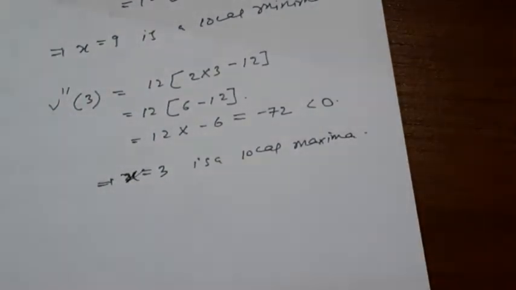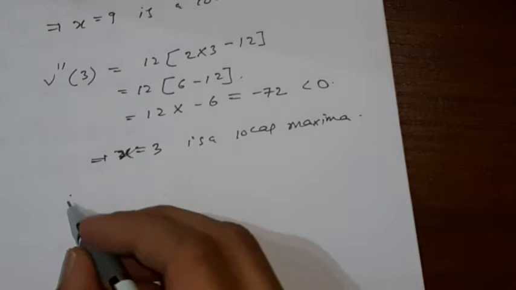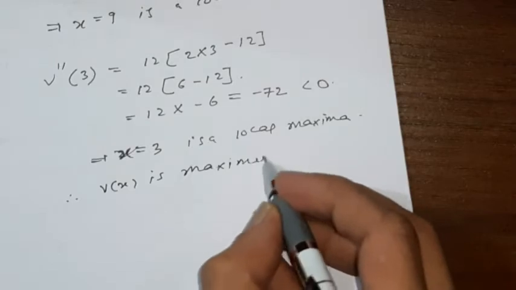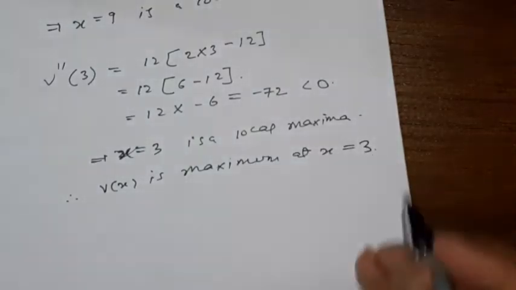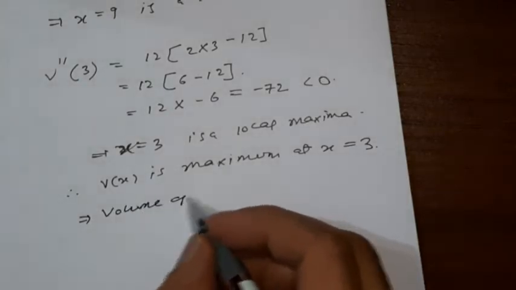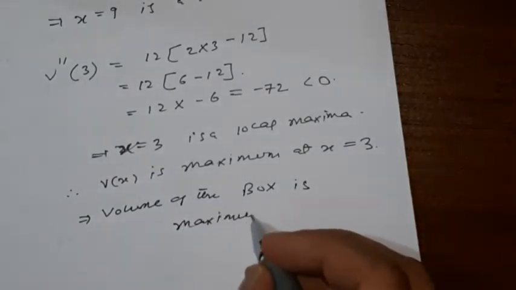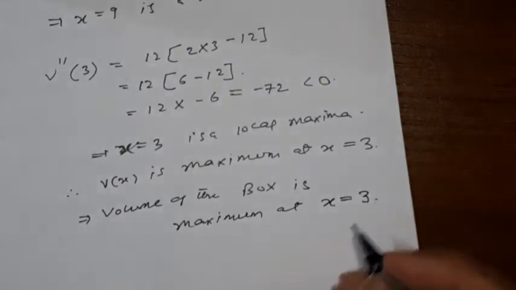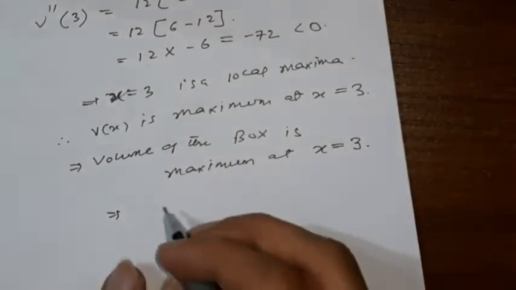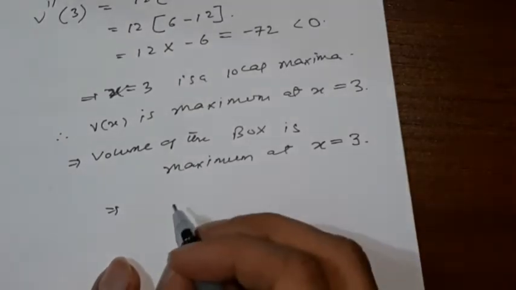So at which point the function is maximum? At x equal to 3. So therefore V(x) is maximum at x equal to 3. And what was V(x)? V(x) was nothing but the volume. So the volume of the box is maximum at x equal to 3, right? So what is the answer? The volume of the box is maximum when the side of the square cut off is 3 centimeter.